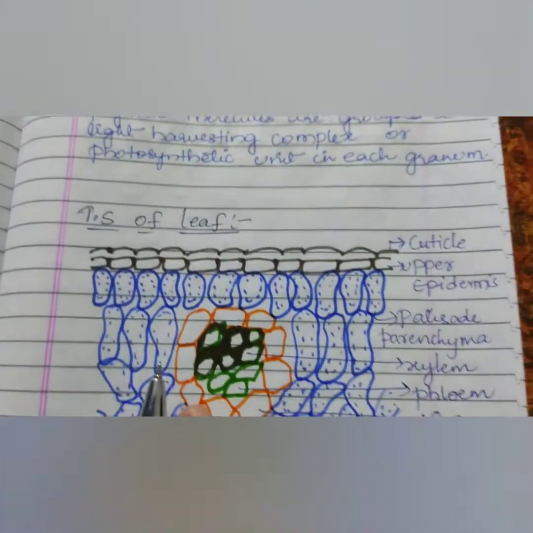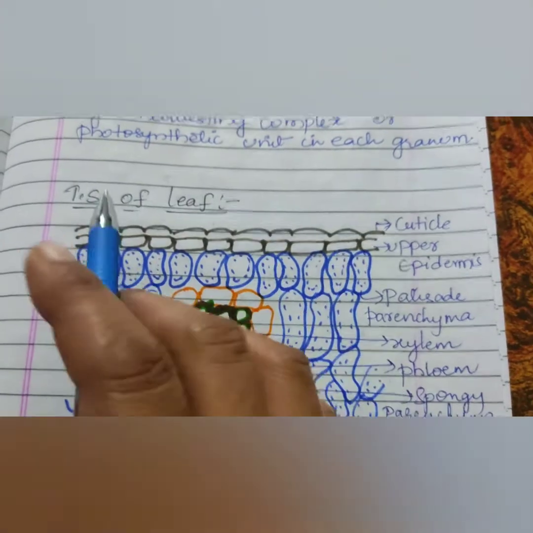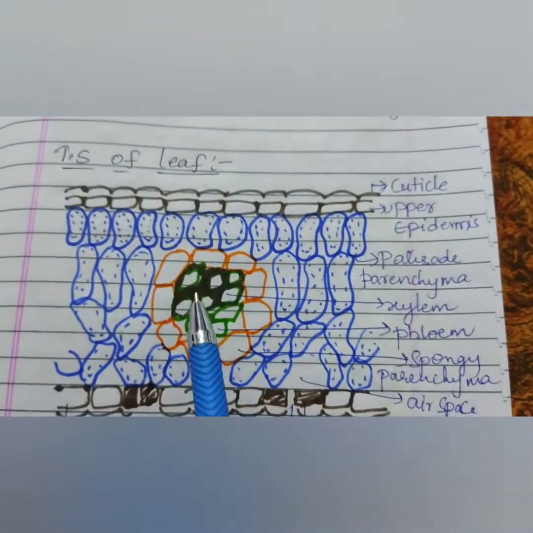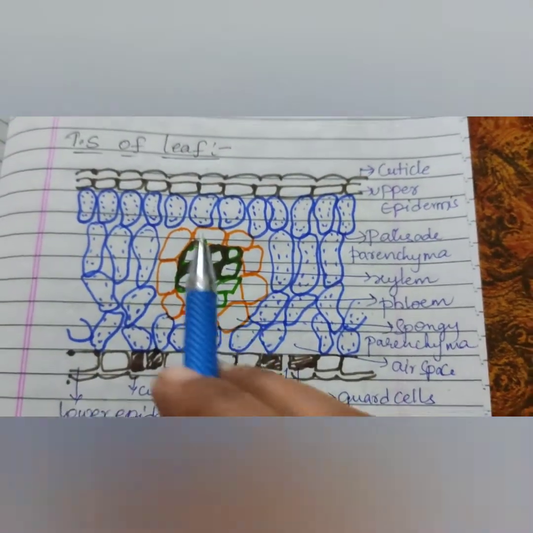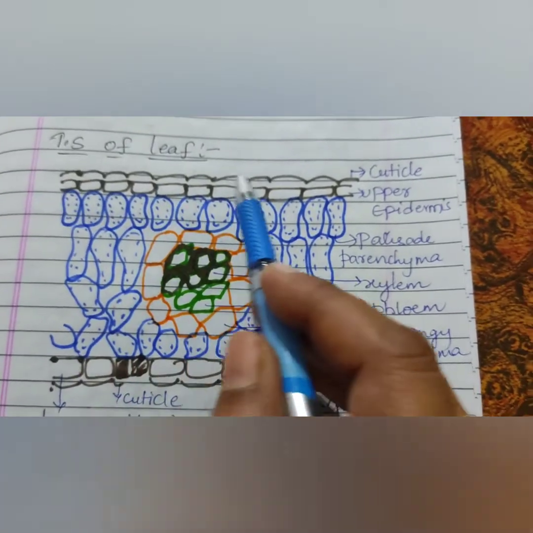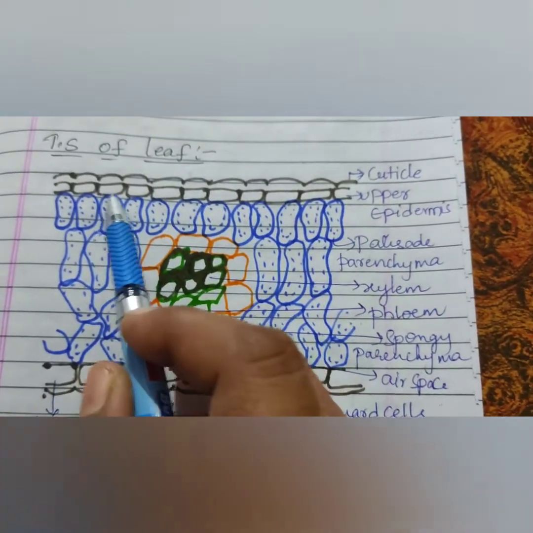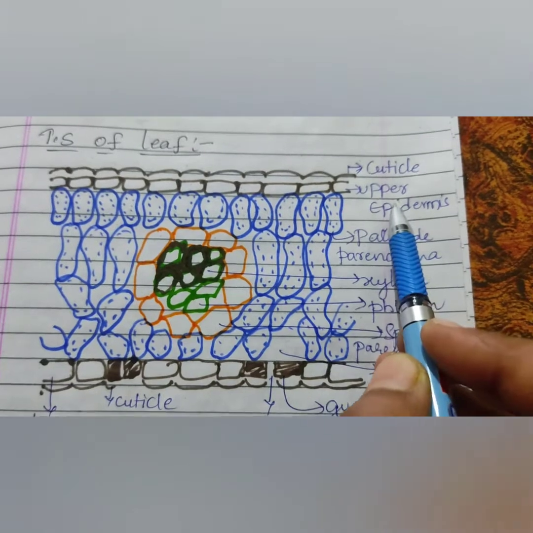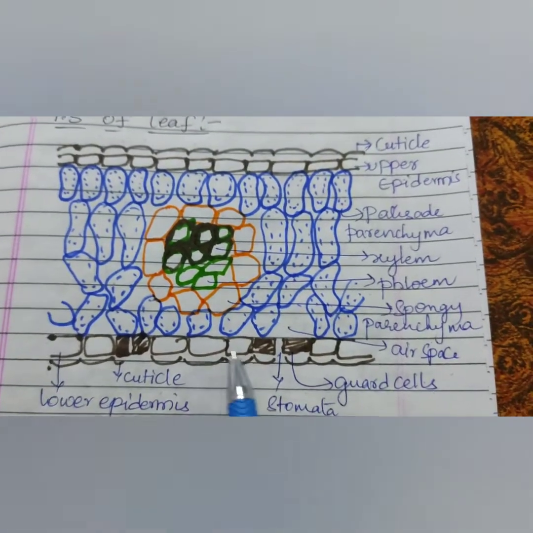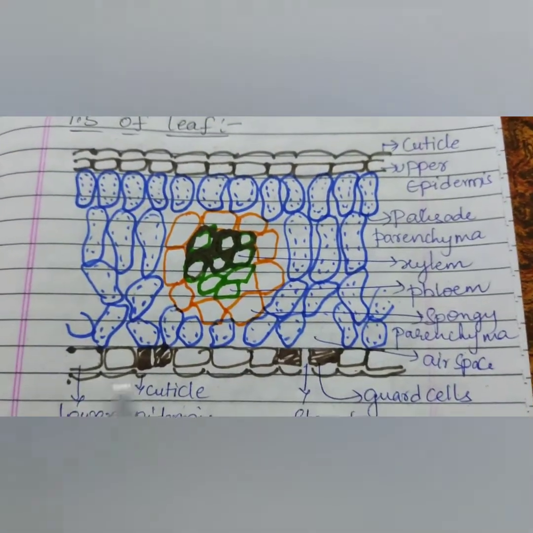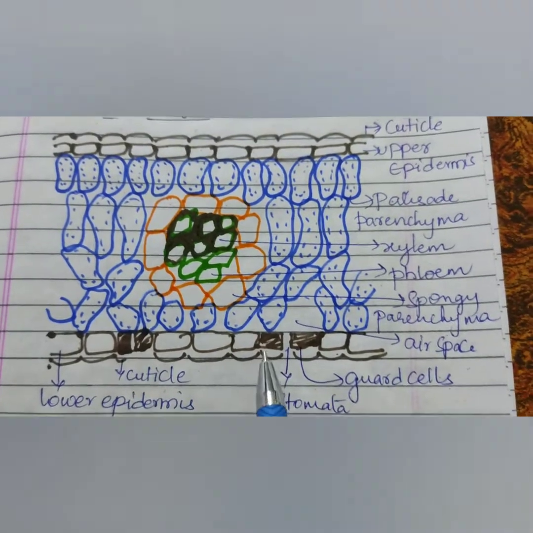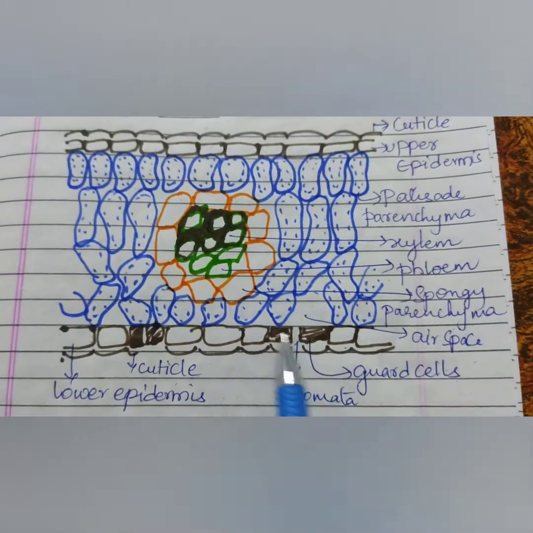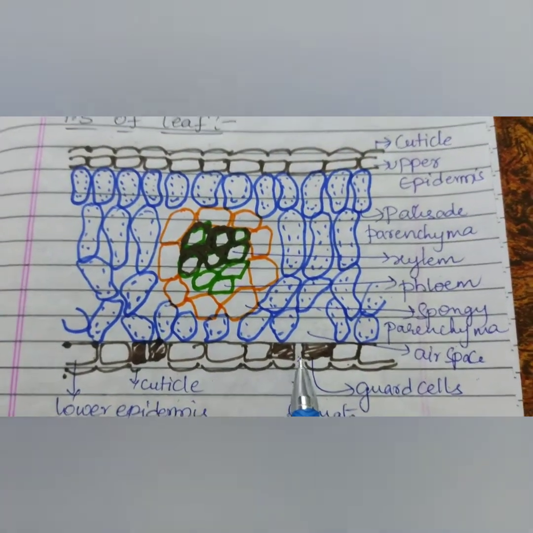Next, we will see the TS of a leaf, the transverse section of a leaf. First, we'll look at the diagram, children. Here is the cuticle on the outer surface, and you can see the upper epidermis, and here is the lower epidermis. On the lower epidermis, you can find the stomata. These are the guard cells.